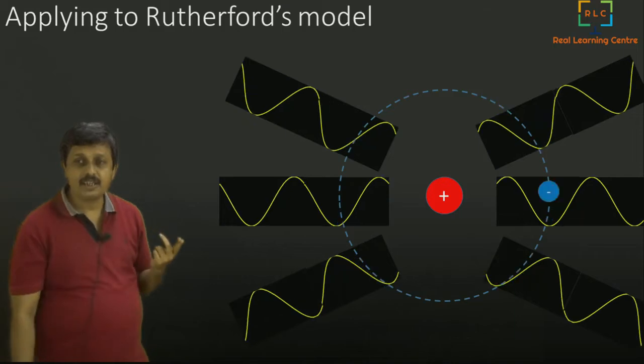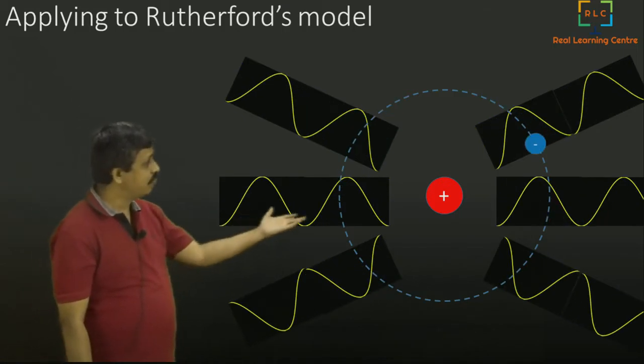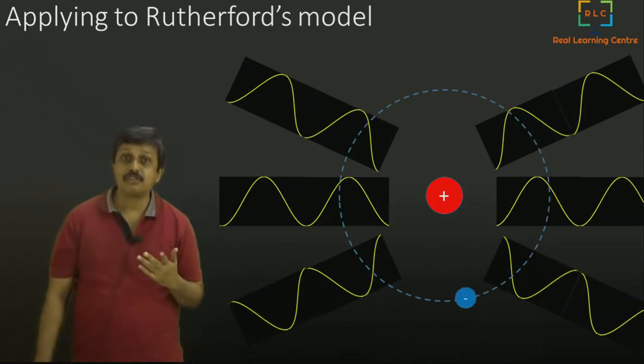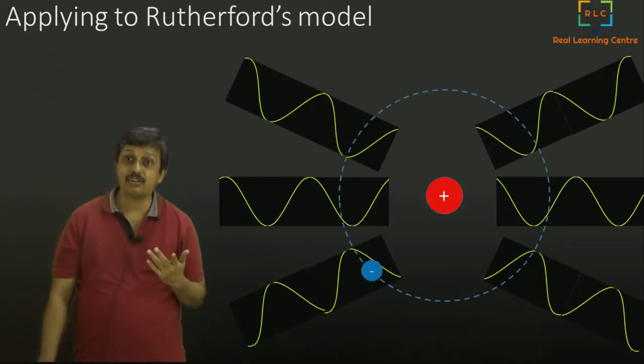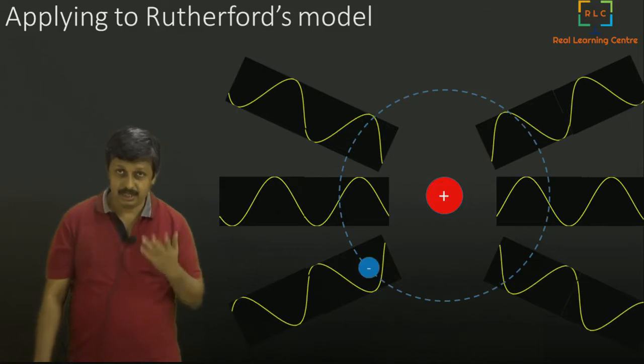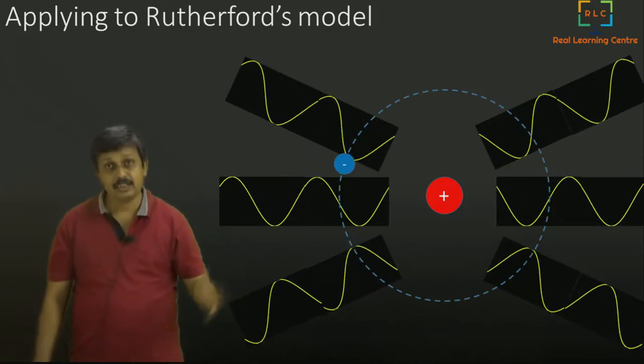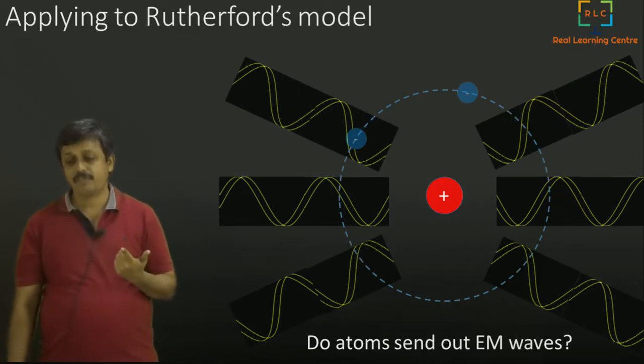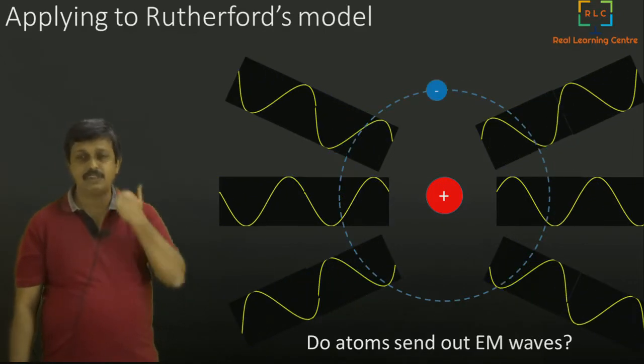So we can say that it is producing electromagnetic waves like this. So, do they produce electromagnetic waves when electrons are going around in a circle inside the atom? Do they really produce electromagnetic waves? That was the question.